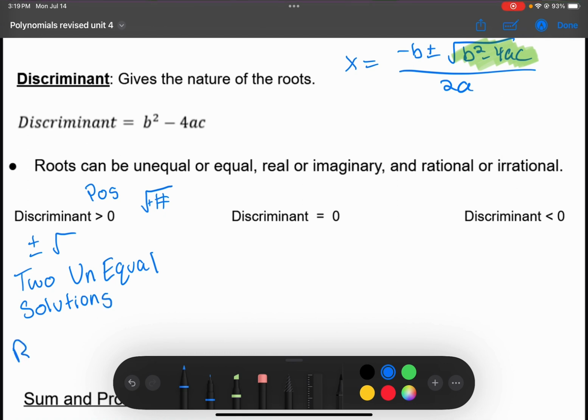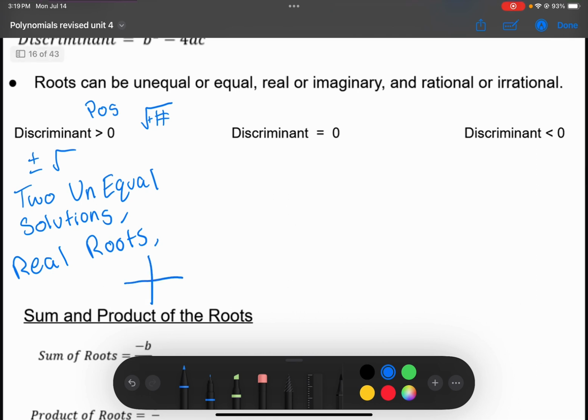They're real, they're positive, so they're real roots. And they could be either rational if it's a perfect square, or it could be irrational if it's not a perfect square. And we would have some sort of graph like this where we have two roots. The function hits the x-axis twice.